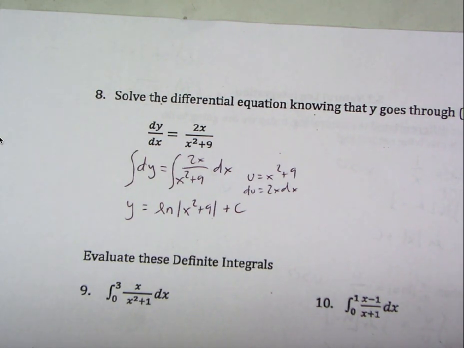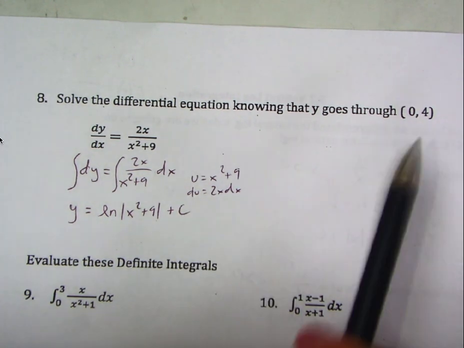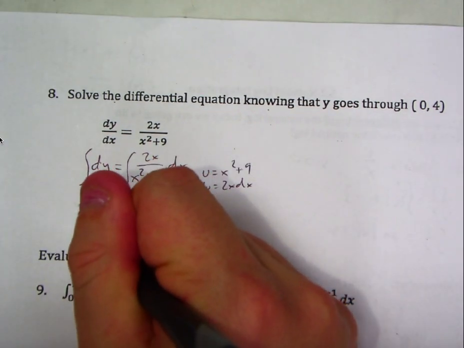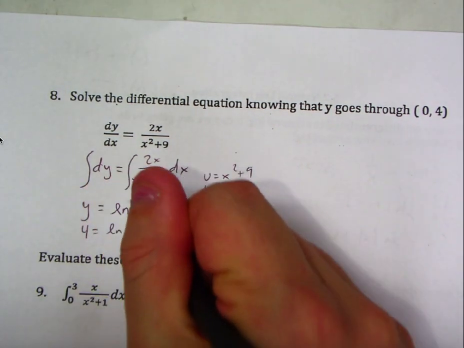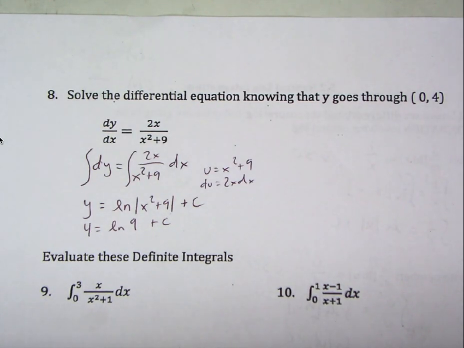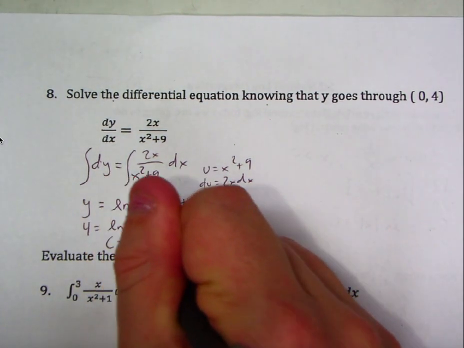I skipped a few steps there. Probably not the best teaching I've ever done, but hopefully you can follow what I did there and why I was able to skip a few steps. I wouldn't suggest it. But now I have this initial condition 0, 4, and I need to find c. So I'm going to plug in my initial condition and find my c value. So I'm going to put 4 where the y is. And then I put 0 where the x is, so natural log of 9. The absolute value can go away at that point because 9 is positive, so I don't need the absolute value. And I'm trying to find what c is, so subtract natural log of 9. So c equals 4 minus natural log of 9.